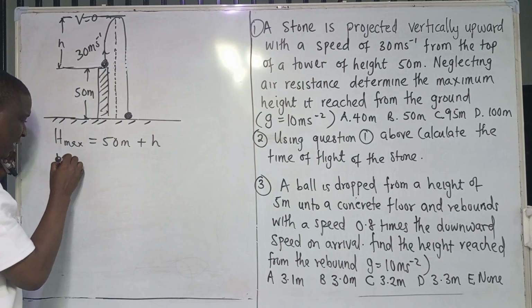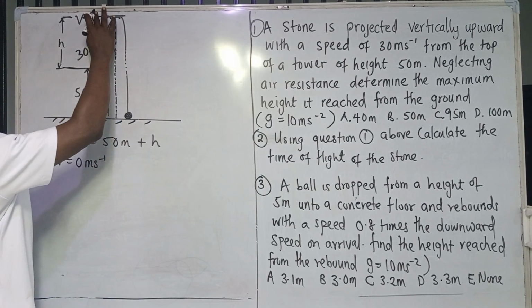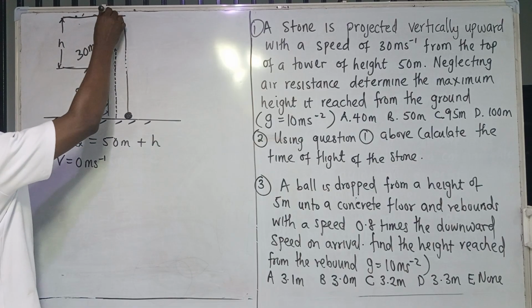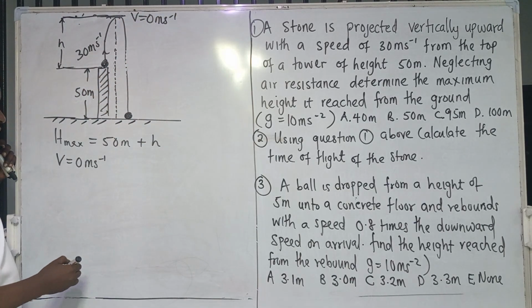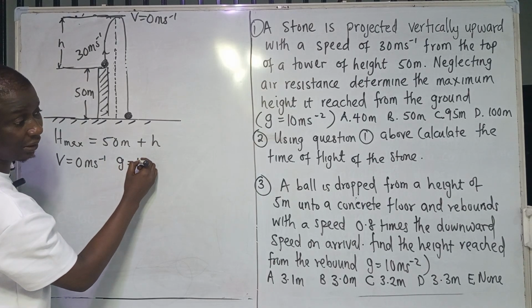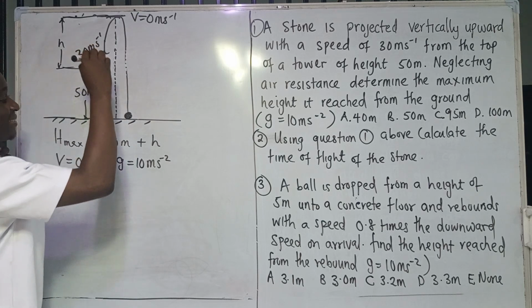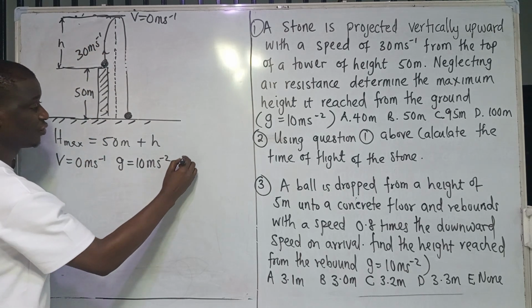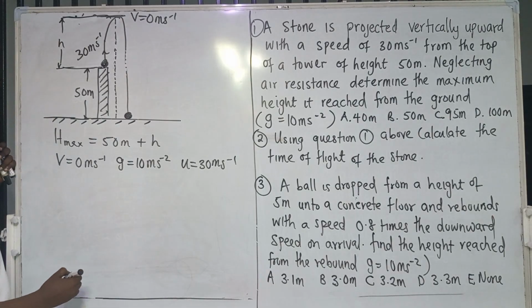So at the maximum height, v equals what? 0 meters per second. At this place, v equals 0 meters per second. Then, what again? g is equal to what? What is our g? 10 meters per second squared. It is going against gravity, we know that. It is thrown upward with the velocity of 30 meters per second. So which formula would we use to calculate the height?